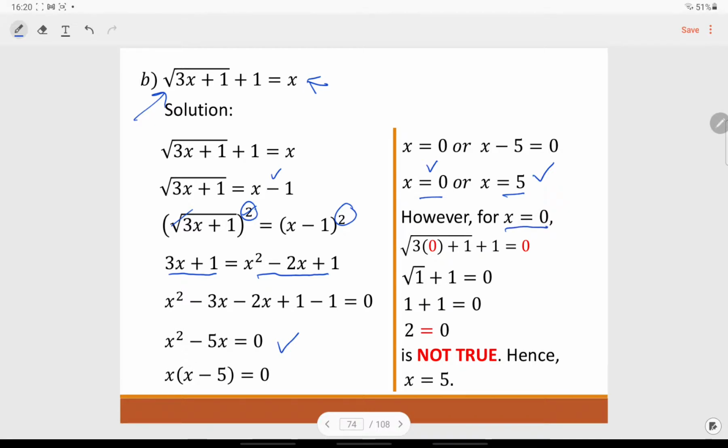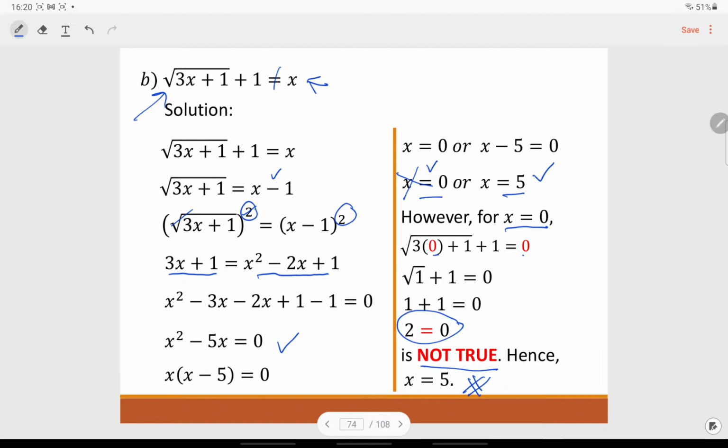We replace x equal to 0 in the given equation, so we come out with 2 equal to 0, which is obviously not true. So that means we need to reject x equal to 0 as the answer, because when we substitute x equal to 0, both sides do not become equal. So the only remaining value is x equal to 5. So the final answer is x equal to 5.